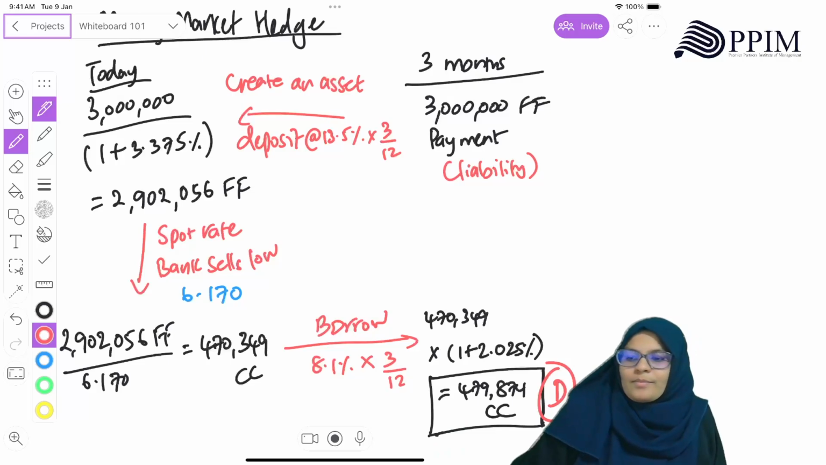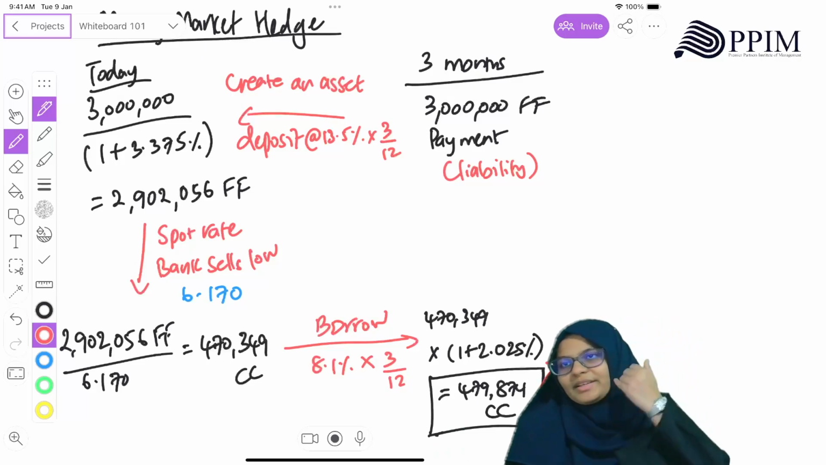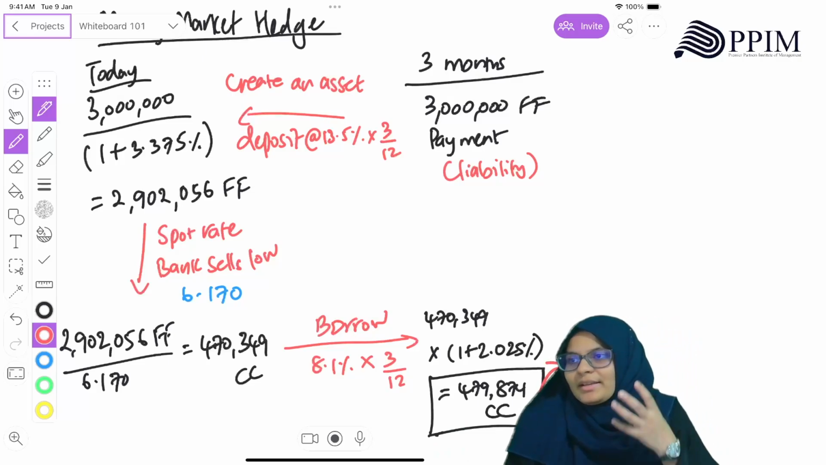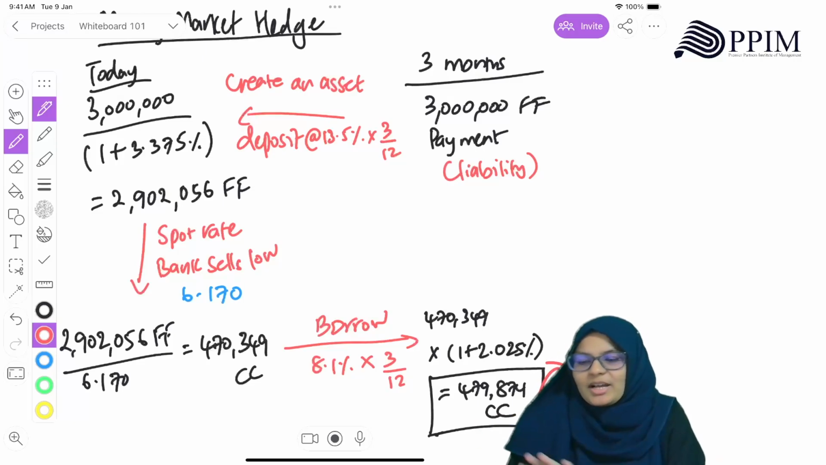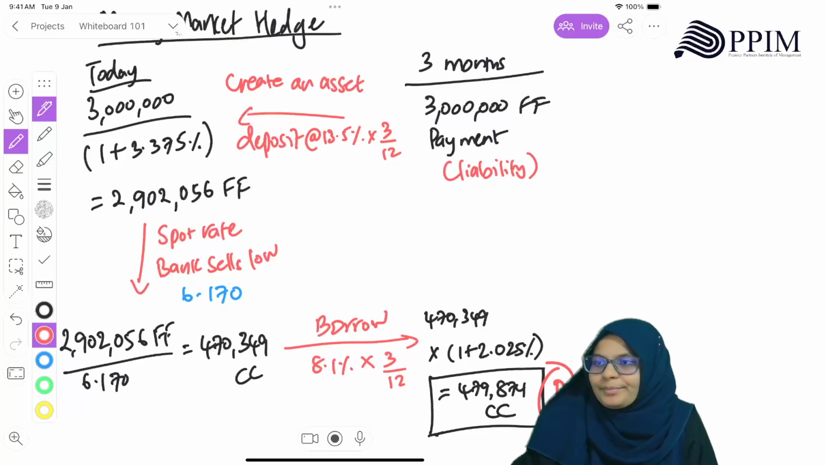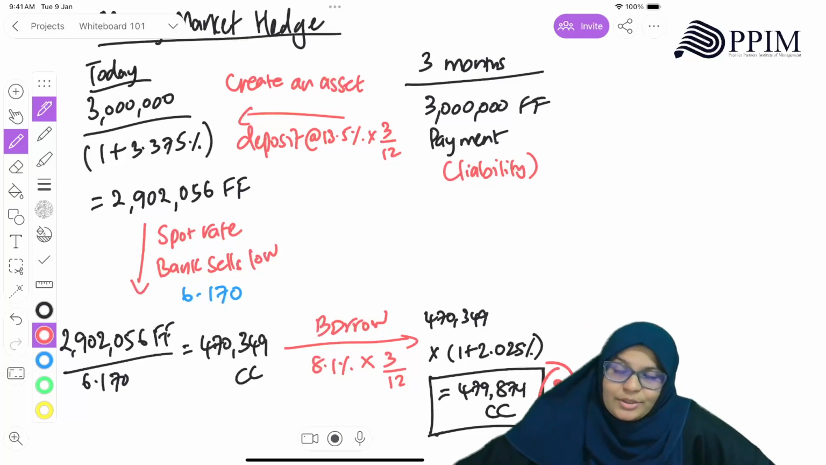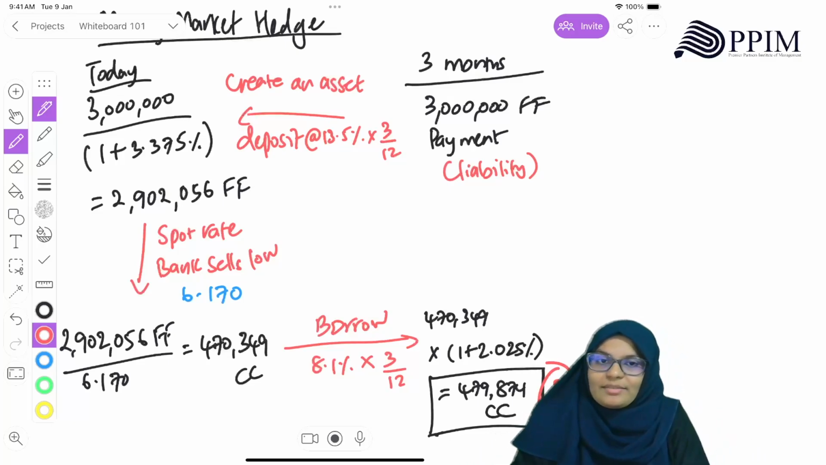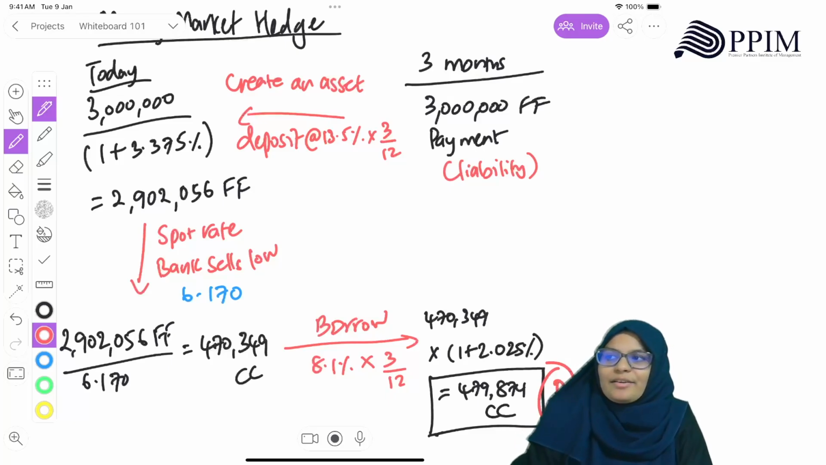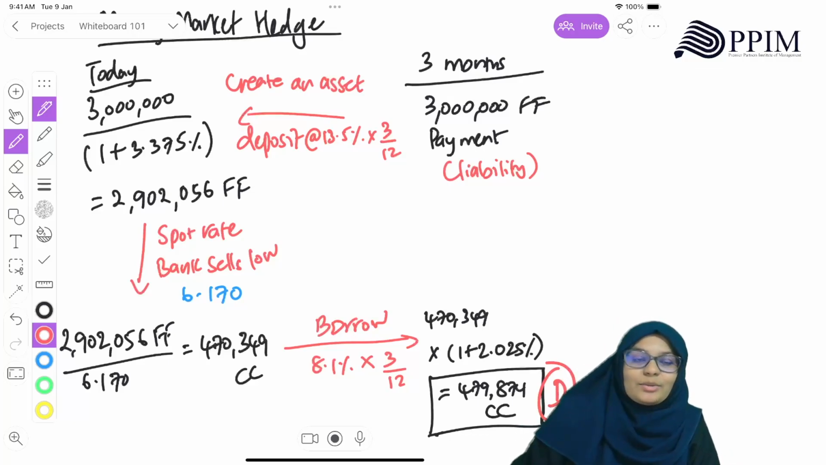So money market hedge, guys, is always this. Okay, so only practice will make you get the hang of it. Otherwise, the structure is always the same. And you can see actually doing this only gives you 2 marks, right? Why that's the case is in FM, we don't consider money market hedge to be complex. That's why when we do the money market hedge, we only get 2 marks for it.